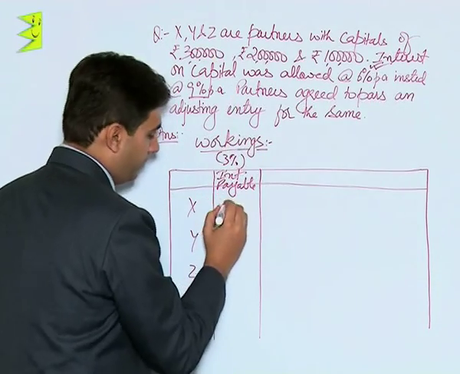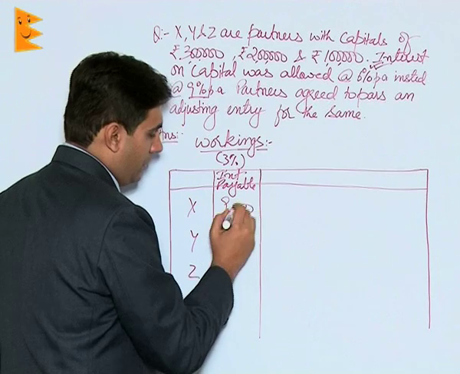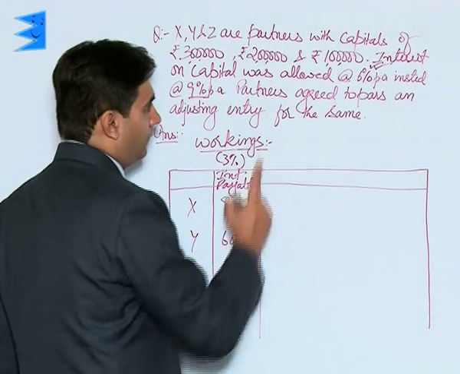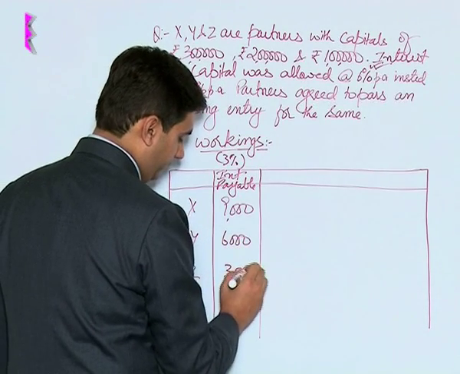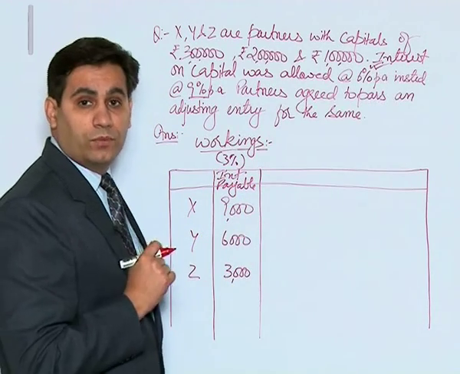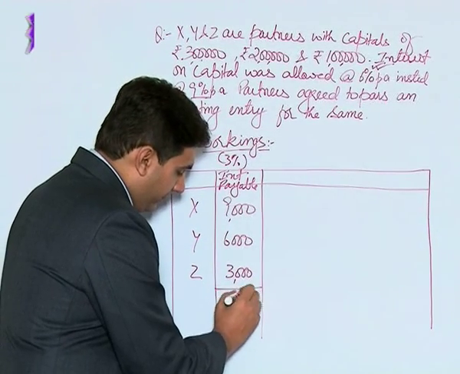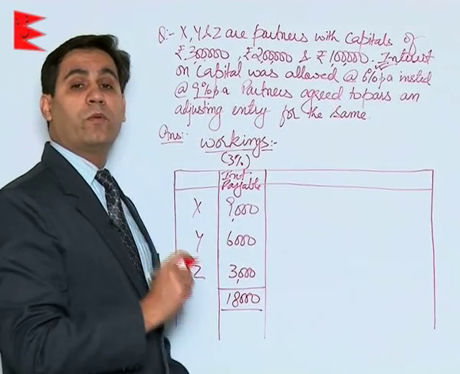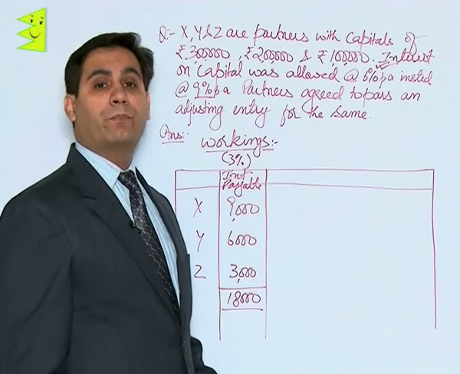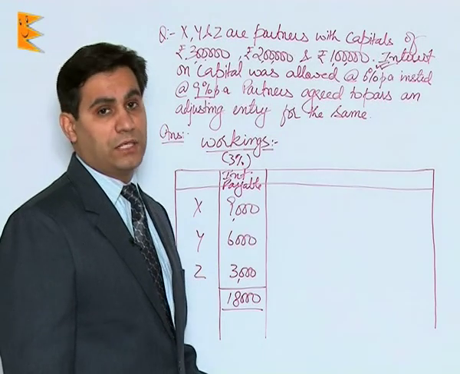3% of 3 lakh is 9,000. Then 3% of 2 lakh is 6,000 and 3% of 1 lakh is 3,000. That means this much amount of interest has not been allowed. Since this amount of interest has not been allowed, let us total it out and find how much total profit has been divided in excess. So the total comes to 18,000. It clearly means that the profits have been divided in excess to the extent of 18,000.